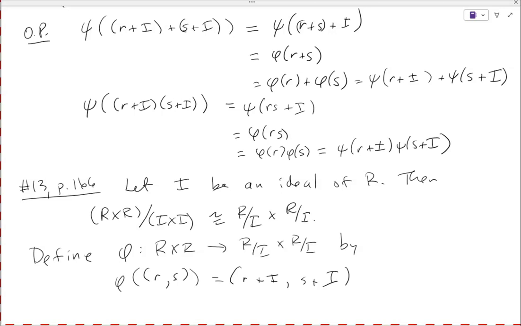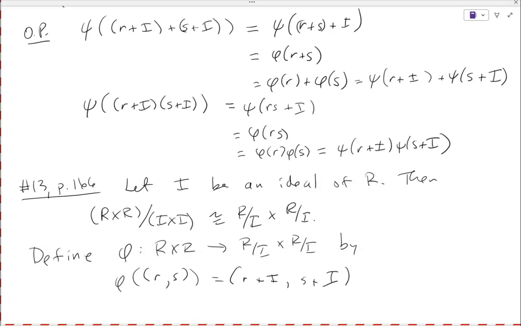So, like I said, I'm going to try to create this function as the most obvious thing I can think of, right? I've got this ordered pair. I want to map it to another ordered pair. Well, I know how to generate these cosets. I use elements from the ring to generate the coset. So I'm just going to use the element from each component to generate the coset that I want.